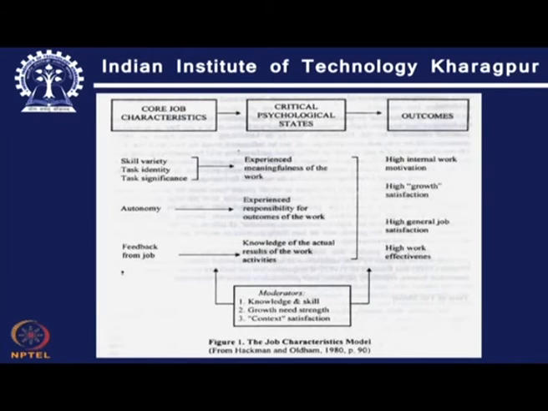But what you find here is that, though it appears to be a very straight relationship between the core job characteristics, the critical psychological states that are generated and the outcomes that follow, it is moderated by three very important factors: the background knowledge and skill of the employees, the growth need strength and the context satisfaction. When these play a role in between, they moderate the strength of the relationship between the job characteristics, the psychological states they generate, and whether it will lead to the outcomes mentioned on the right-hand side of the diagram. Because suppose growth need strength is a moderator for autonomy, then autonomy will depend on how much I like autonomy.